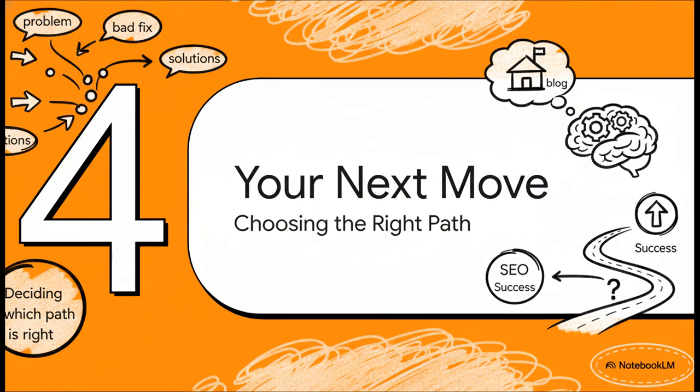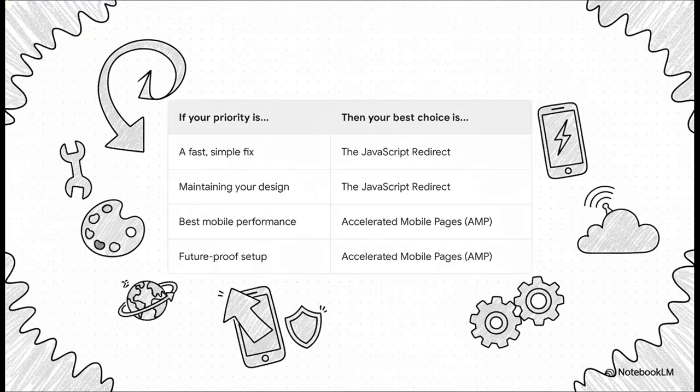All right, we've covered the problem, we've talked about the bad fixes to avoid, and we've walked through two excellent solutions. Now comes the final step, deciding which path is the right one for you and your blog. So, which one is it going to be? It really just comes down to your priorities.